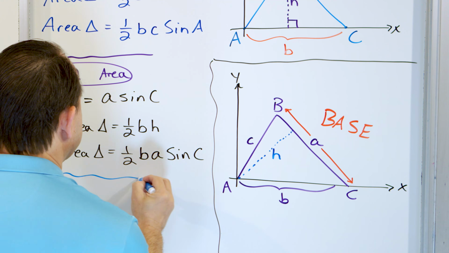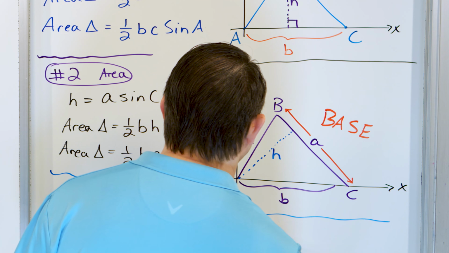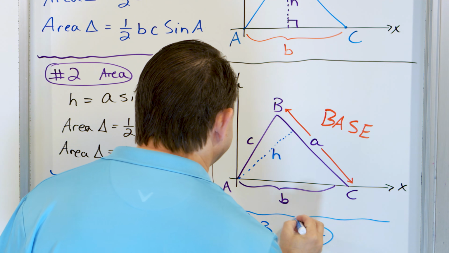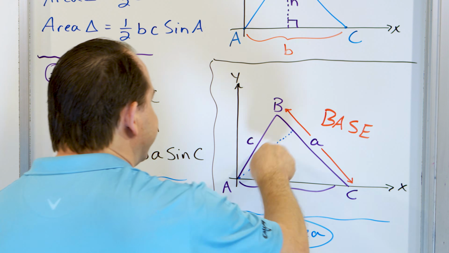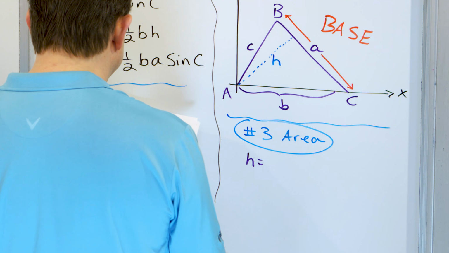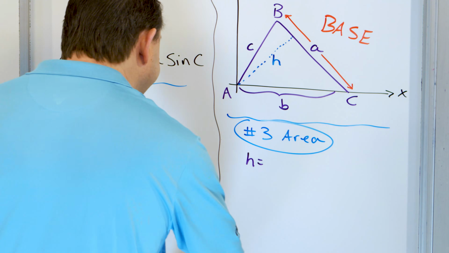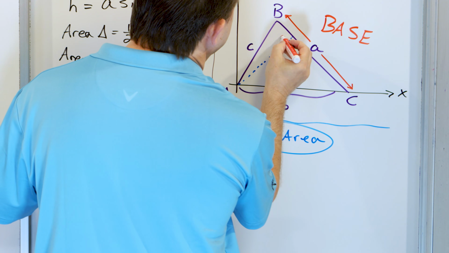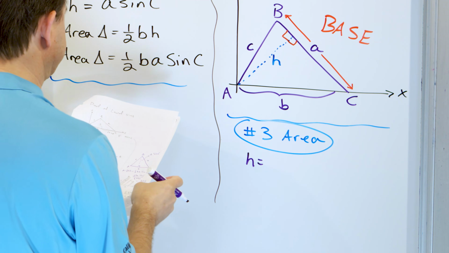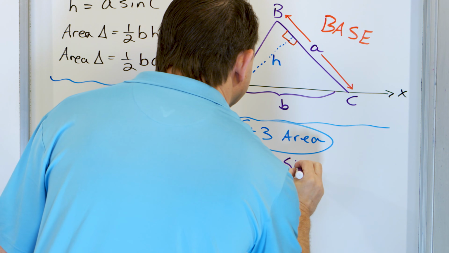That's all we have to do. But in this case, let's calculate over here. Let's do number 3 area. So what is the height here? How do we write the height? Well, if we turn our head sideways, where is the right angle in here? The right angle is right here. Well, there's a right angle here, and there's also a right angle right here. So there are a couple of different ways to write it, but we're going to write the h right here as c times the sine of angle B.